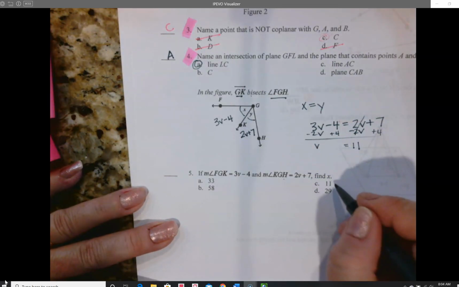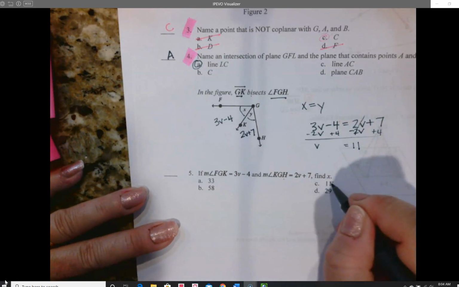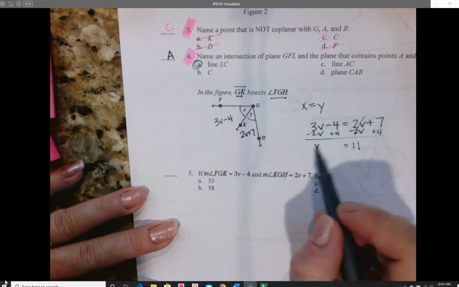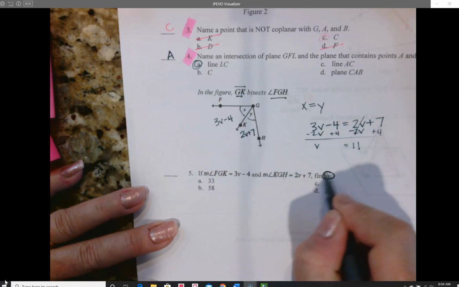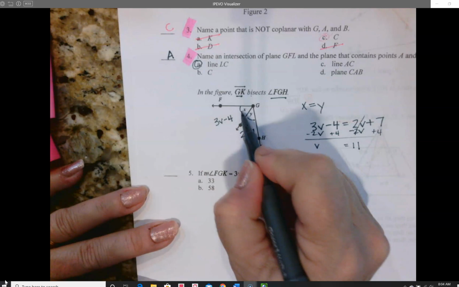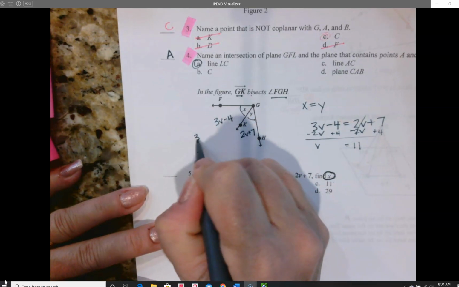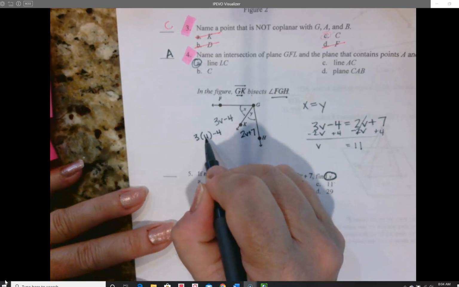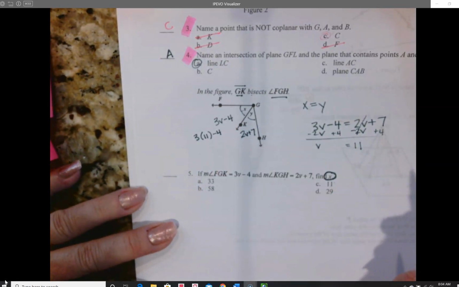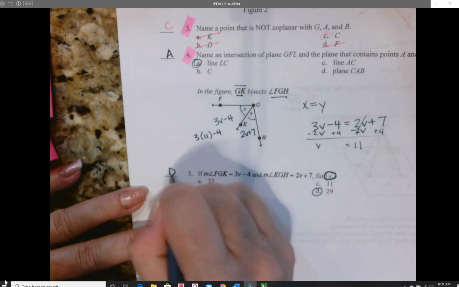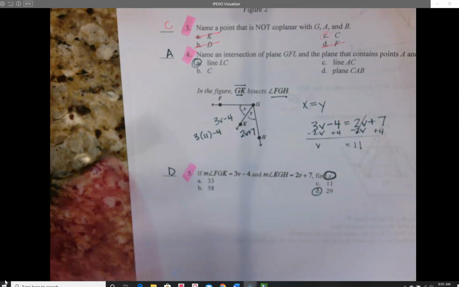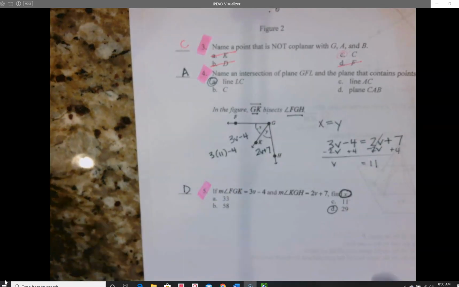That's one of the tricky things on the ACT. They'll always give you a sort of a tricky choice. But remember, they're not asking you for what V is. They are asking you for X. So they want to know this whole angle here. You have to take that 11 and plug it in. So 3 times 11 is 33, minus 4 is 29. So that's choice D. And we definitely studied angle bisectors this year and how to read a diagram and mark it up.